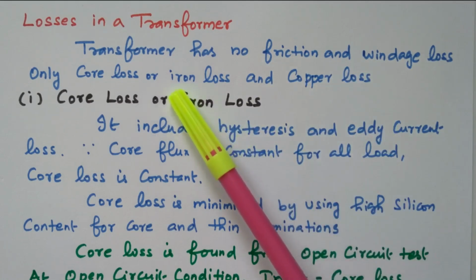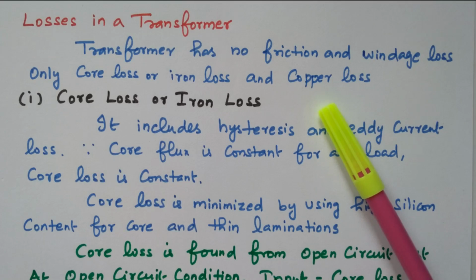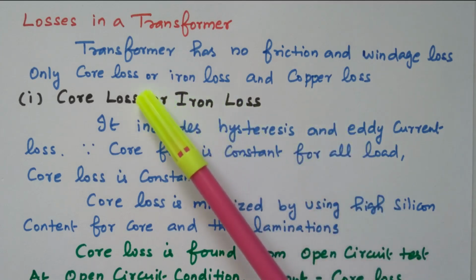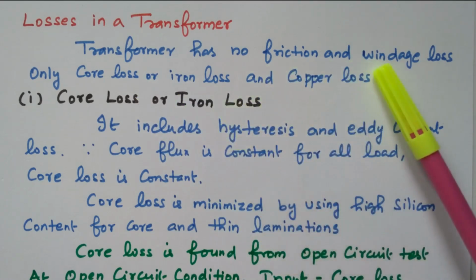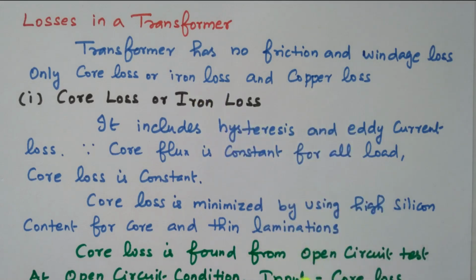Only we have core loss or iron loss, and the copper loss. The loss due to the winding is the copper loss. In the iron core, the loss is nothing but iron loss. Right. So in the transformer there is no friction and windage loss. Only we have core loss or iron loss and copper loss.